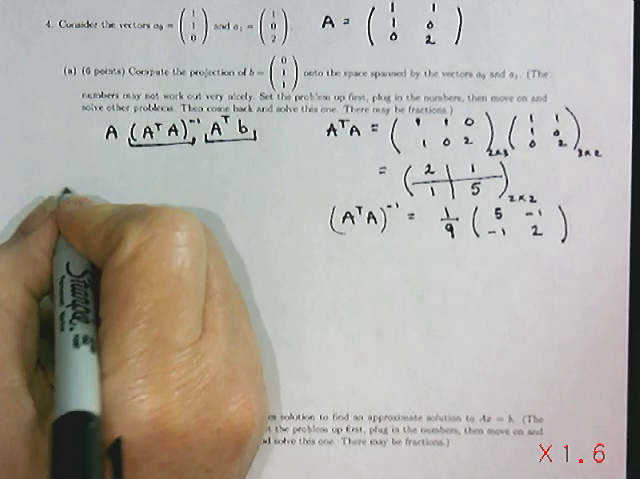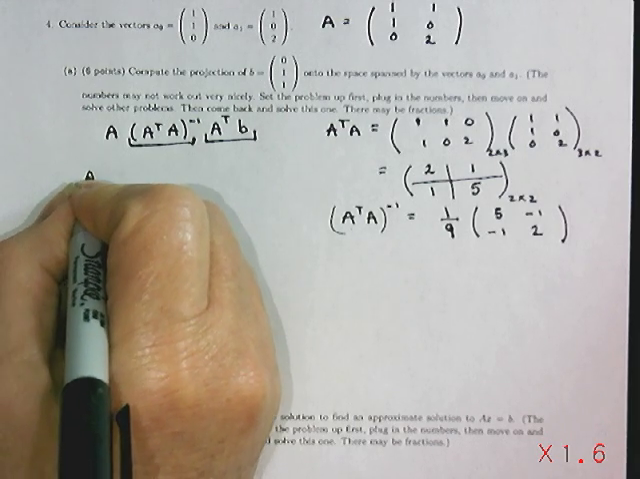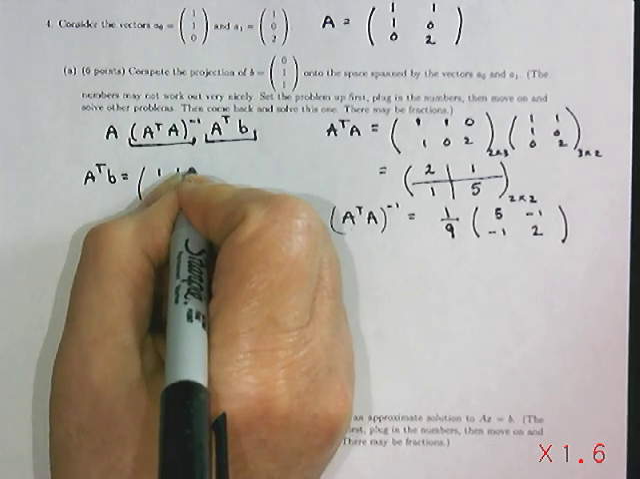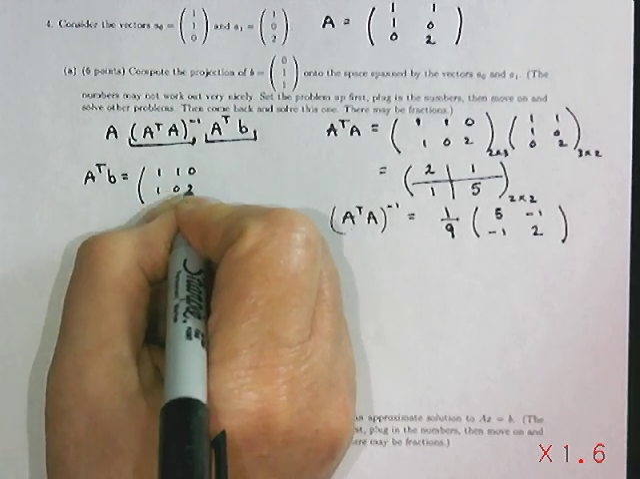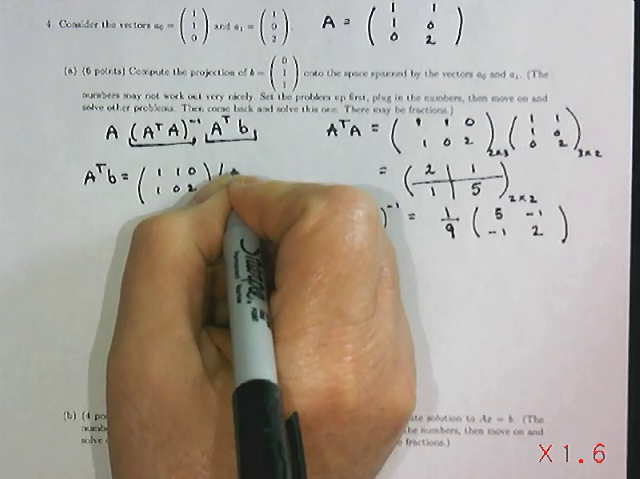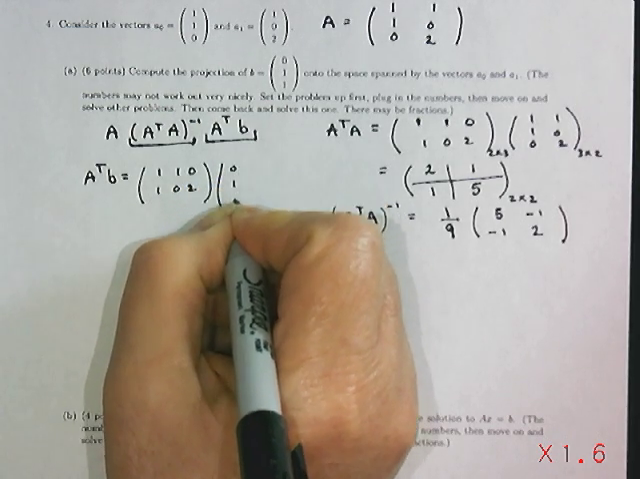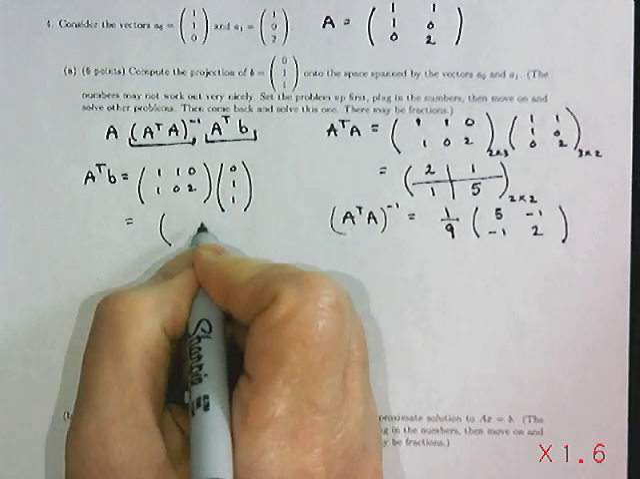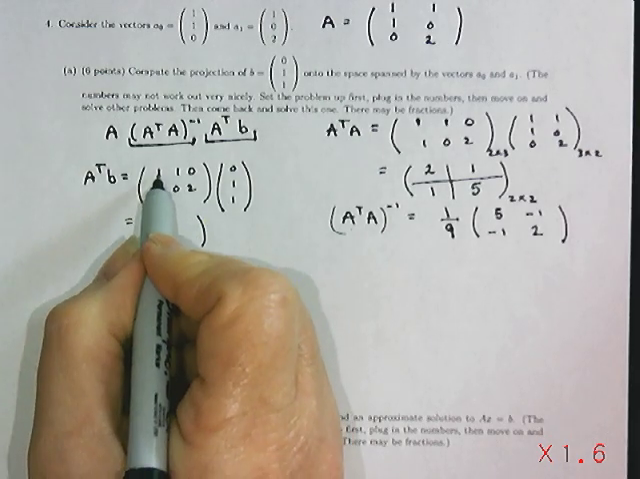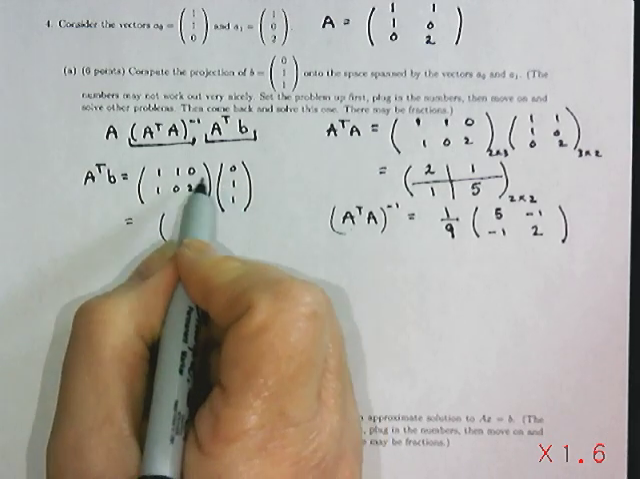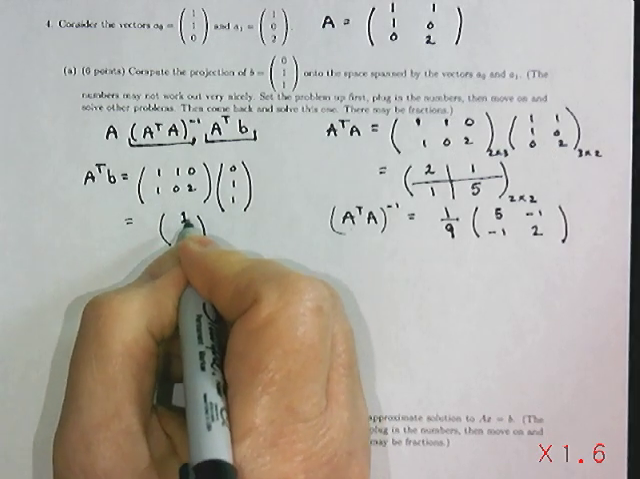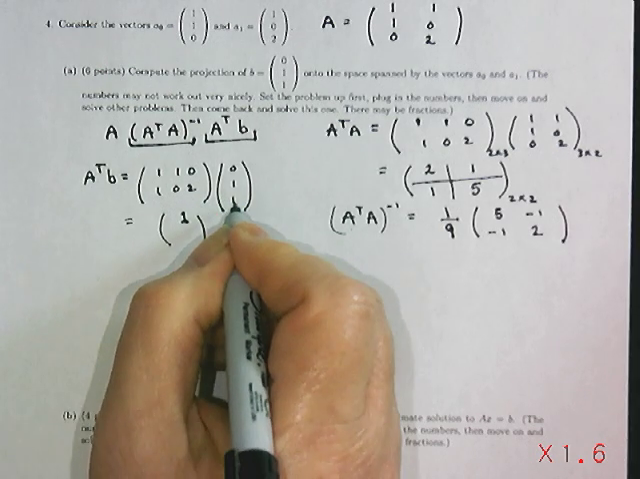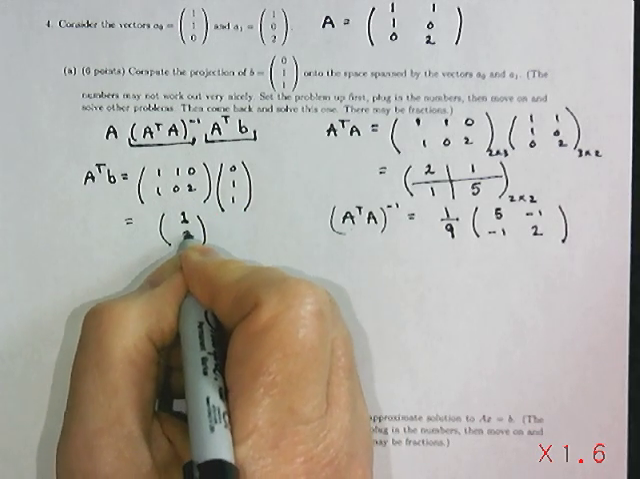Now, what is A transpose B? It's the matrix 1, 1, 0, 1, 0, 2 times the vector 0, 1, 1, which will be a vector with entries 1 times 0 plus 1 times 1 plus 0 times 1, which is 1, and 1 times 0 plus 0 times 1 plus 2 times 1, which is 2.